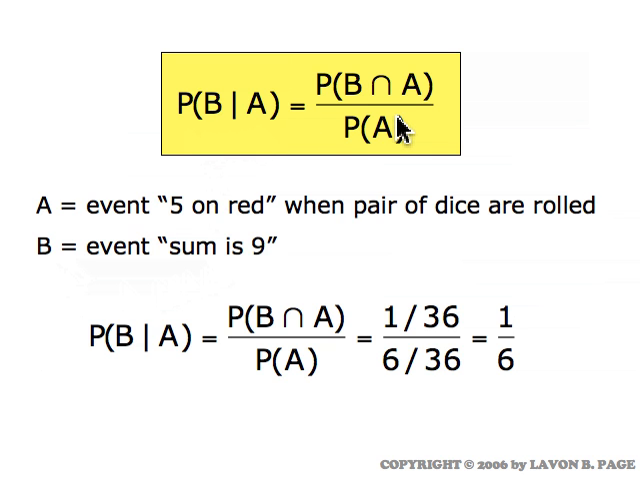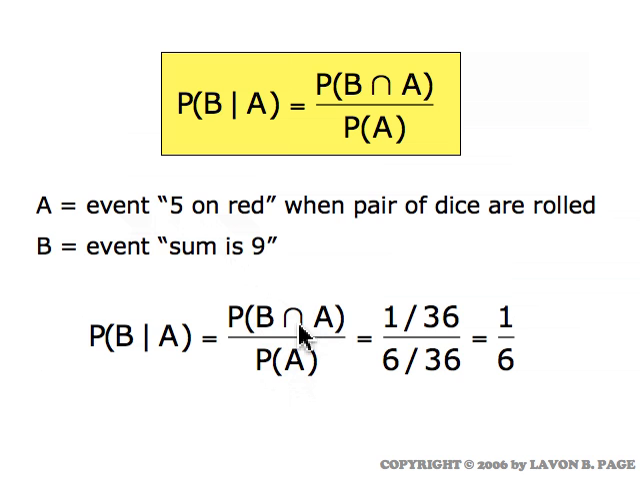And the definition of conditional probability says we should be able to get that by looking at the probability that both things happen divided by the probability of A, which is the given information that there's a 5 on red. Thinking in terms of that definition, what would these two probabilities in this fraction be? B intersect A. The intersection of these two events says we're looking at the cases where there's a 5 on red and the sum is 9, and of course the only way that can happen is to have a 5 on red and a 4 on green. That's one of the 36 outcomes.